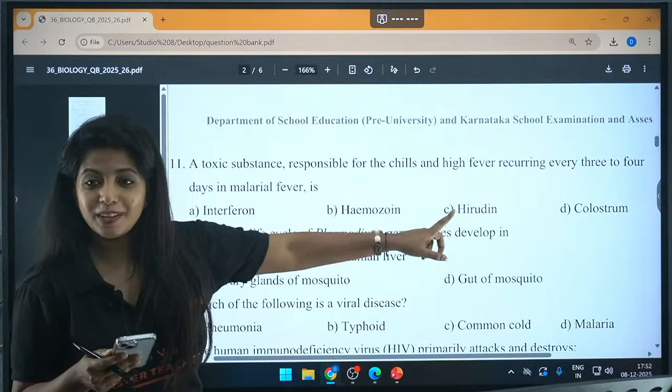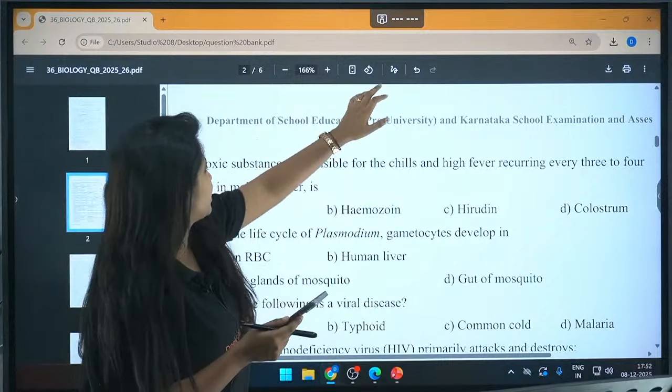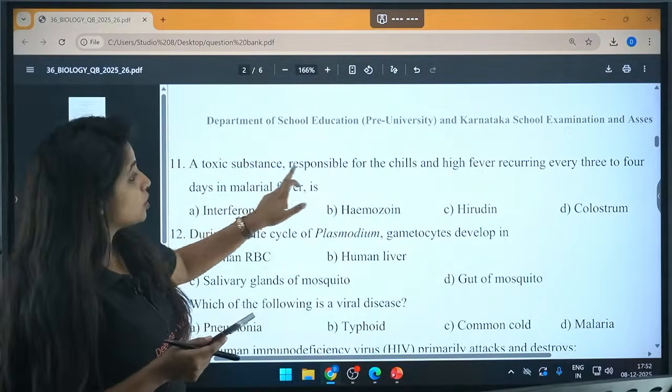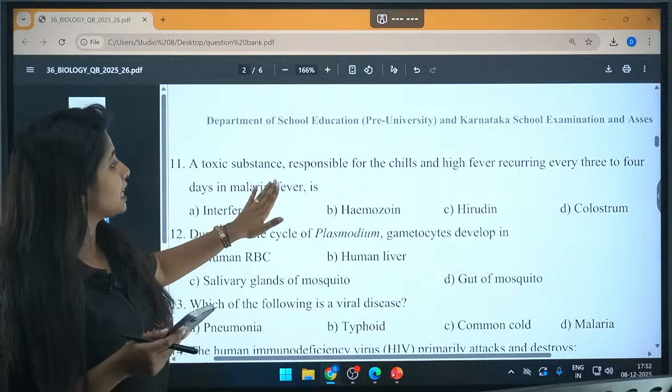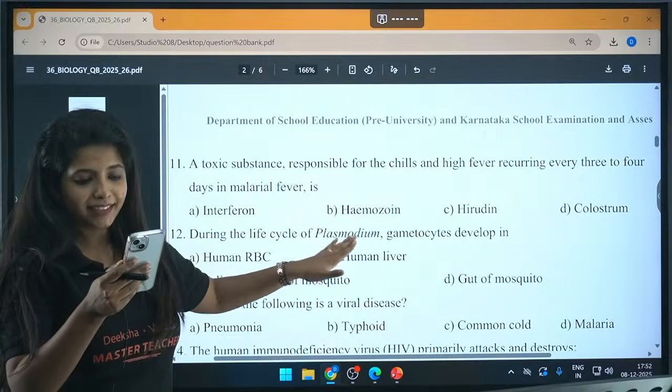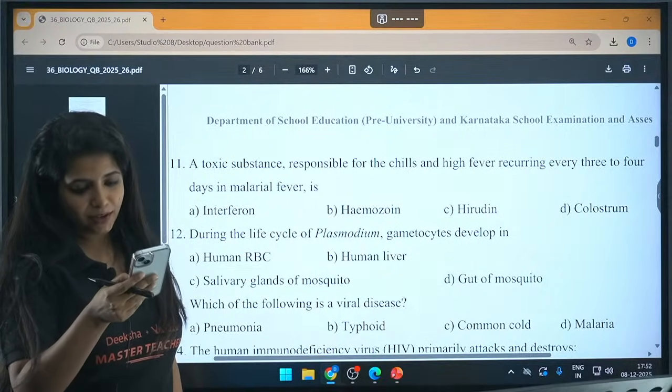Chalo. Now this will be very easy for you guys since you know the answer. A toxic substance responsible for the chills and the high fever reoccurring every 3 to 4 days in malarial fever is? Bhagu, okay, thank you so much.